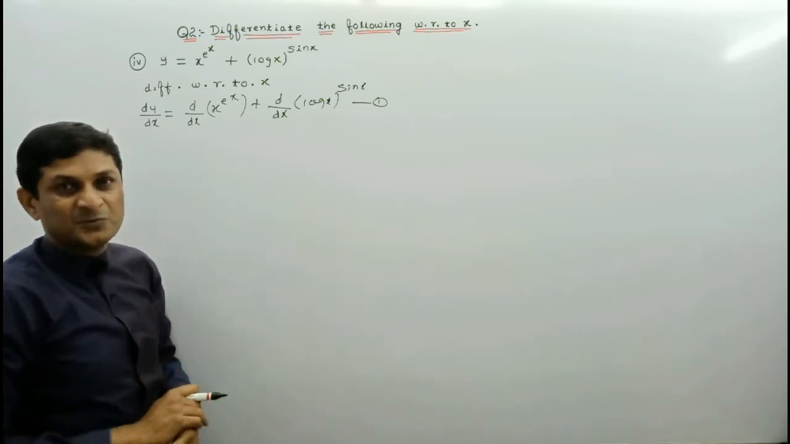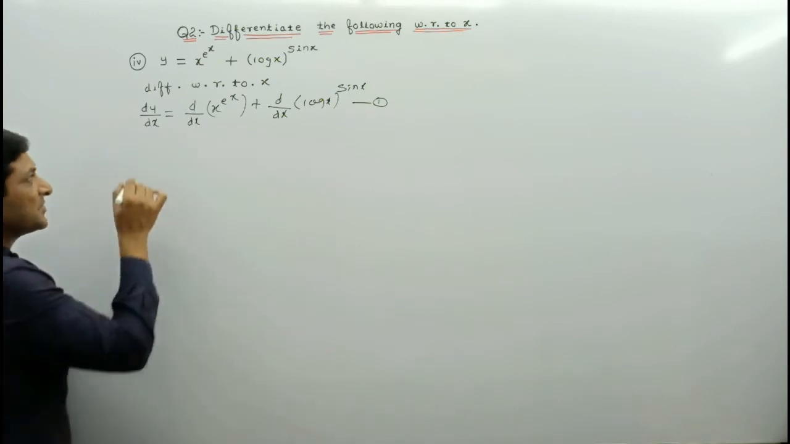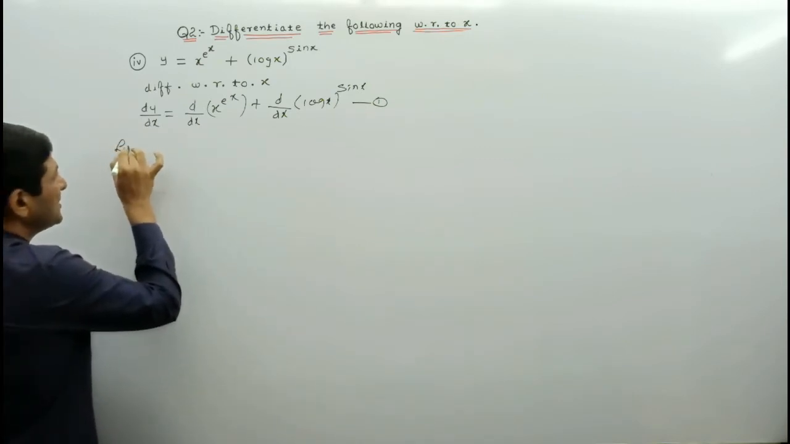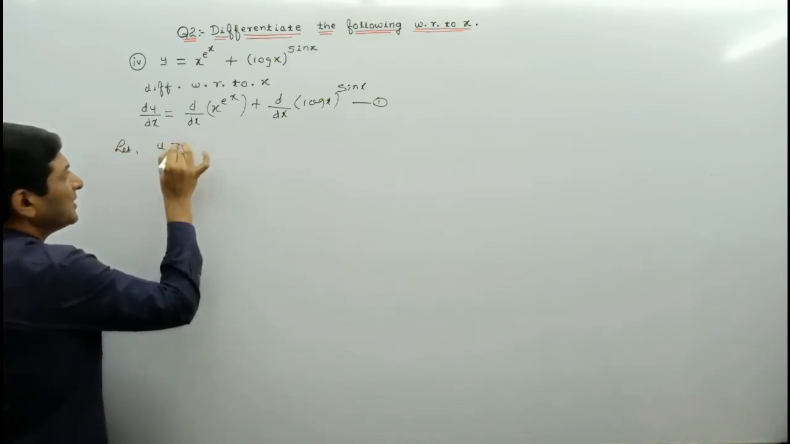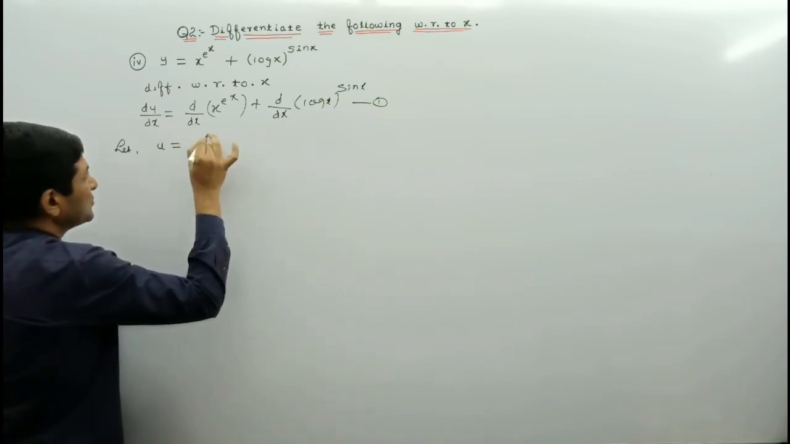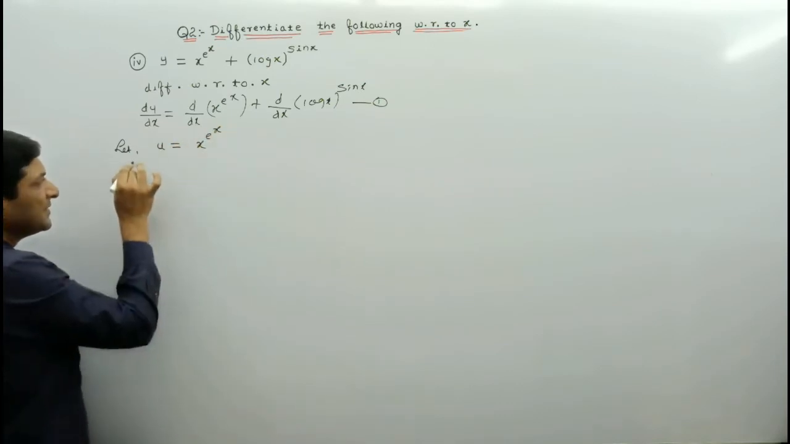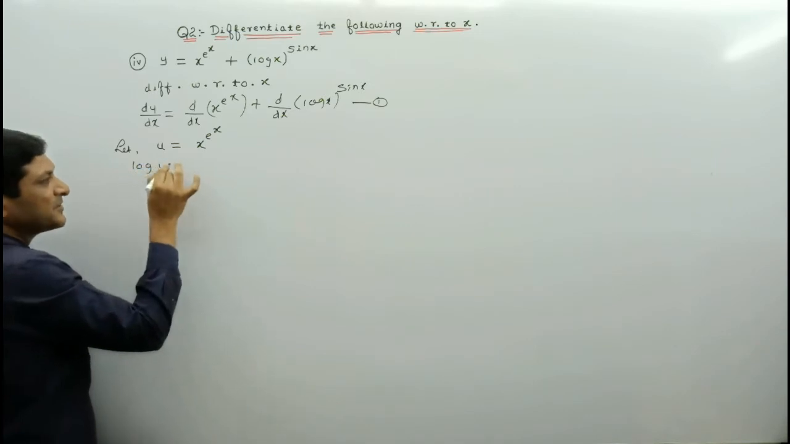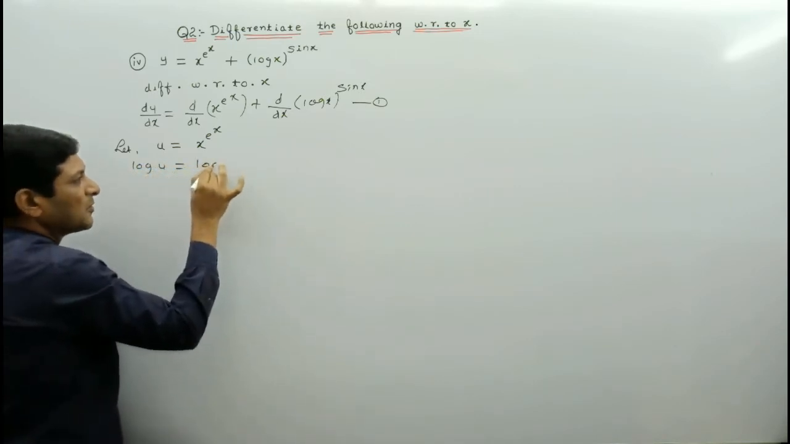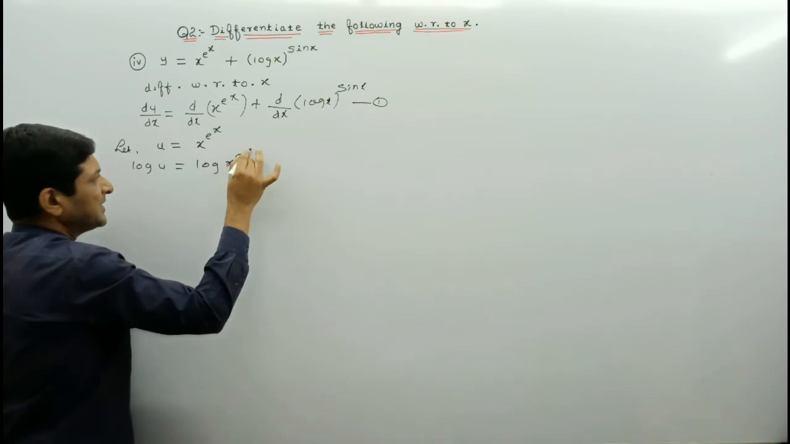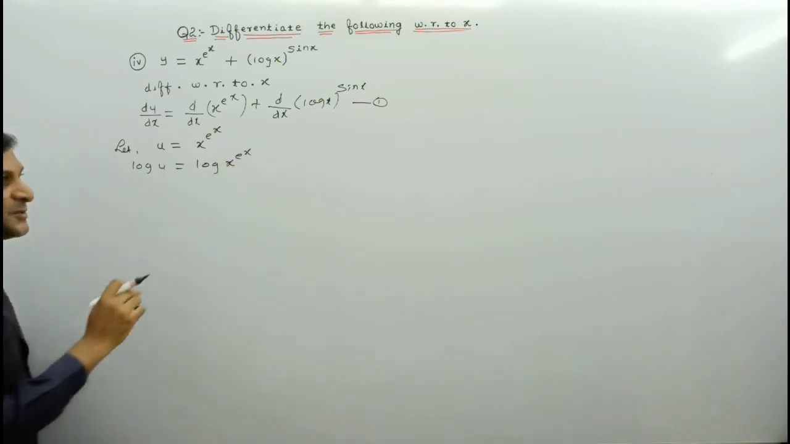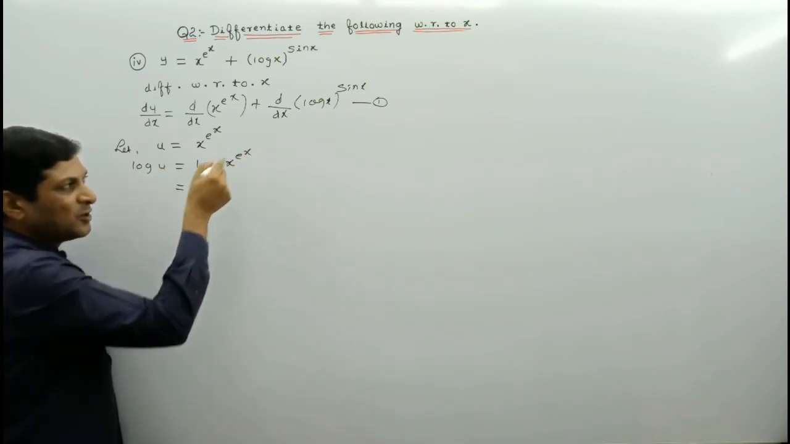In such cases we have to apply the logarithmic differentiation method. So we are denoting the first term by u. Let u equal x raised to power e raised to power x. Now, since we have to apply logarithmic differentiation, we take log on both sides. Just simply we have taken log on both sides. So here we are simplifying it, applying the laws of logarithm.